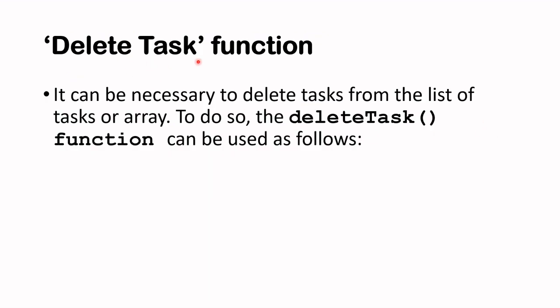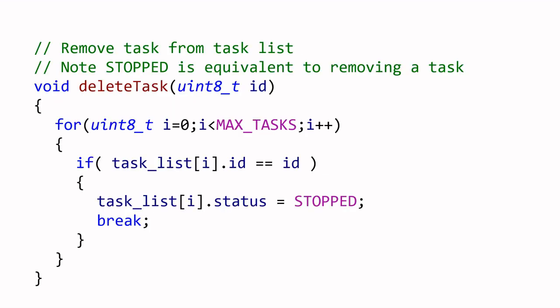And there is the delete task function. It can be necessary to delete tasks from the list of tasks or array. Now to do so, the delete task function can be used as follows. All right, so this is the code for it. So the task is removed from the list, and stop is equivalent to removing a task.